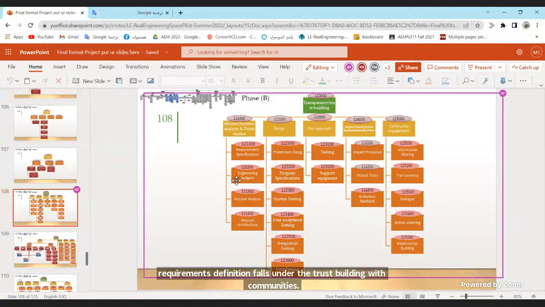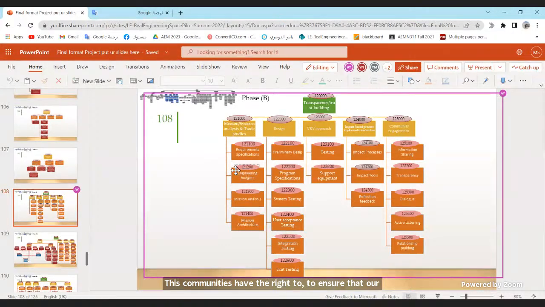Those communities have the right to ensure that our work is going well, and that no failure will happen during the mission. So that is why we have included those work packages under the trust plan for the mission, just to make the society feel that we are safe and this project is safe and will meet their requirements.